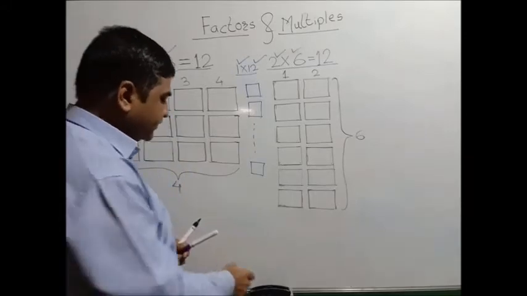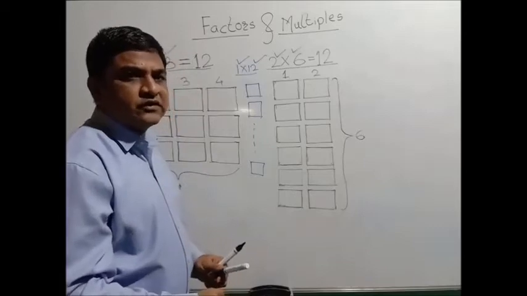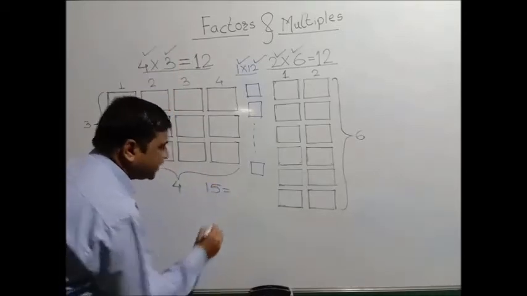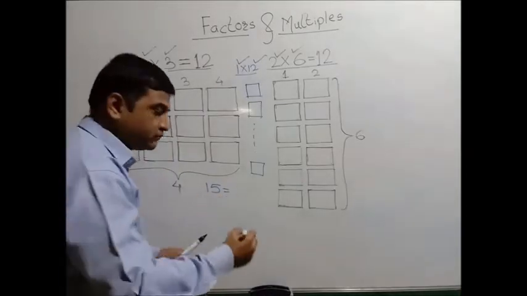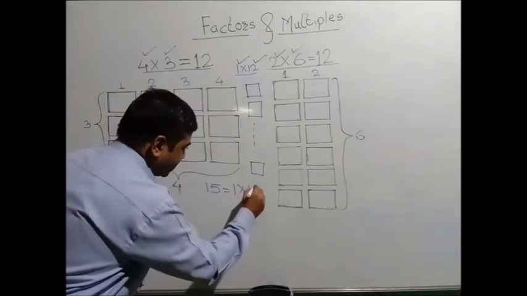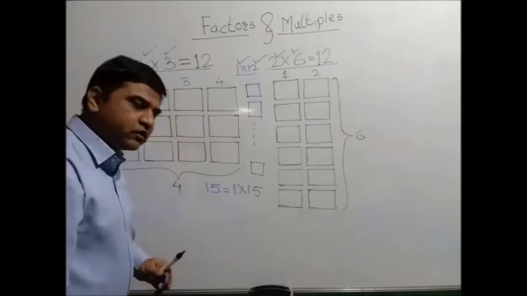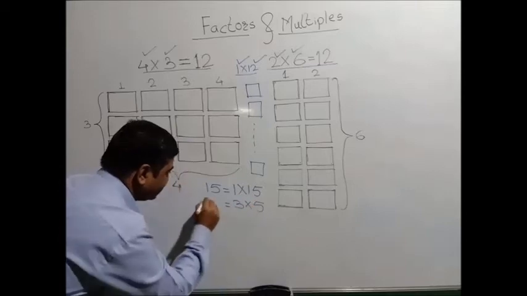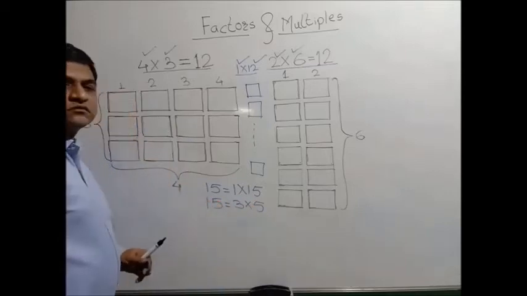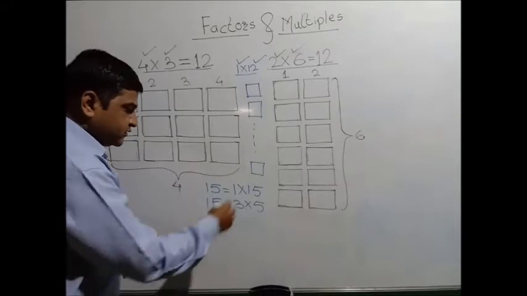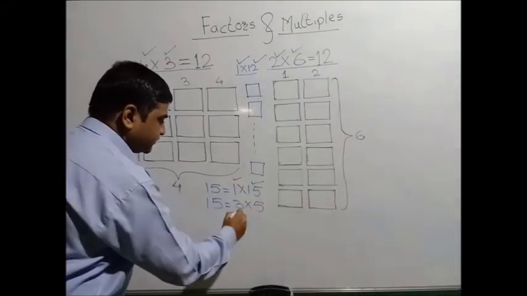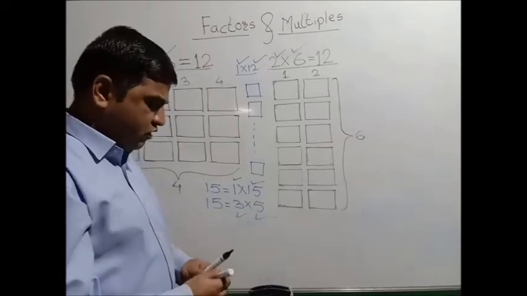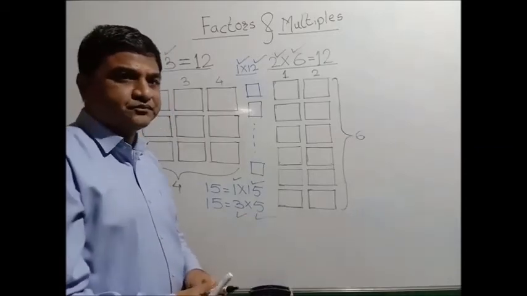Now, if I give an example, say 15. I know that if I take 1 block for 15 times, I will get 15 blocks. Or if I take 3 blocks for 5 times, I will again get 15 blocks. So in this case, 1, 15, 3 and 5 are said to be the factors of 15.